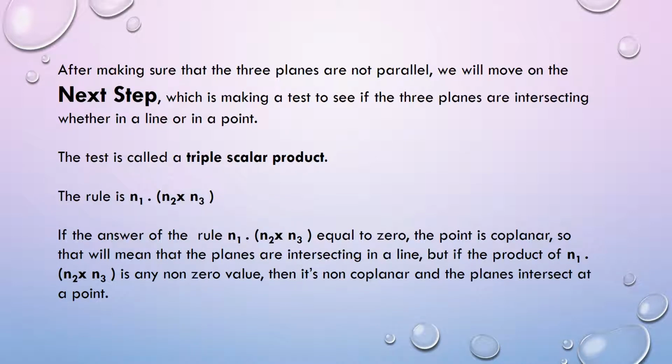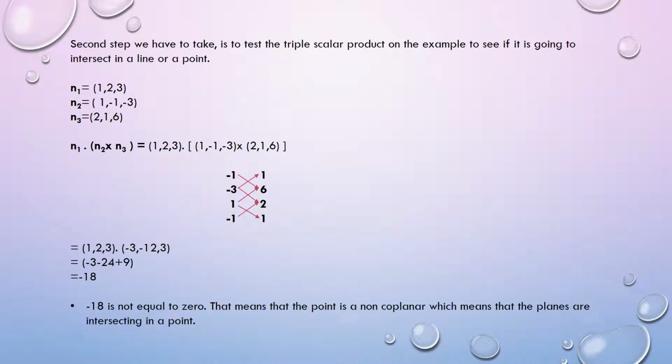Now, after making sure that the three planes are not parallel, we have to make a test to see if the three planes are intersecting in a line or in a point. This test is called the triple scalar product. We take the three normals, take the cross product of two of them and the dot product of the third one. If the answer is 0, then the vectors are coplanar, which means that the planes are intersecting in a line. But if the product is any non-zero value, then they are non-coplanar and the planes are intersecting at a single point. So now on to our next step.